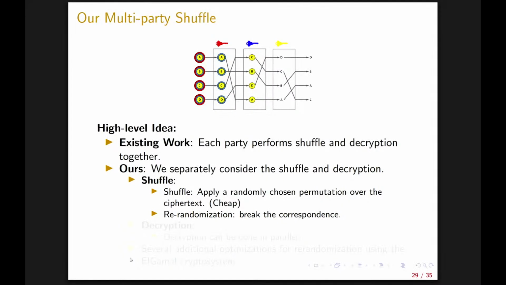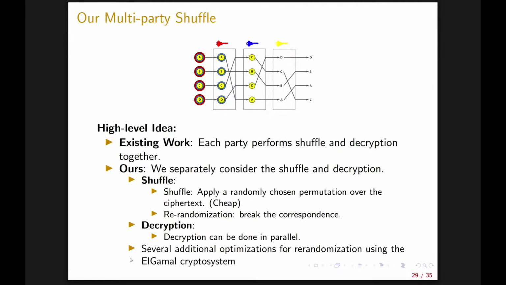And you can prepare some encryption of 0. And for decryption, you can do it in parallel. So that's the key high-level idea of how you can get O(1) rounds for decryption, and the subfold still has to be done in sequence.